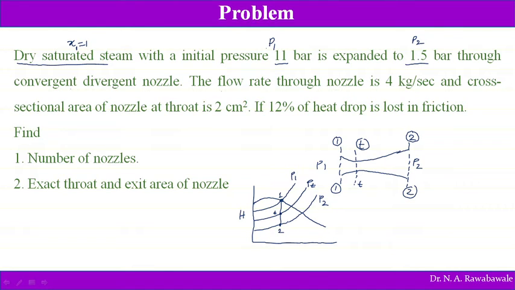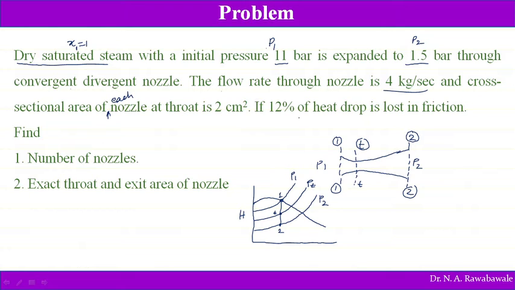So what is given here is pressure P1, dryness fraction 1, final pressure P2 of 1.5 bar, and the type of nozzle is convergent divergent. Then the flow rate through the nozzle is 4 kg per second. So the total gross mass flow rate of steam is 4 kg per second. The cross-sectional area of each nozzle at the throat is 2 centimeter square; the term each was missing.